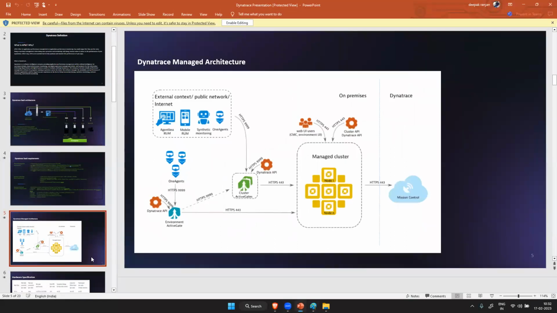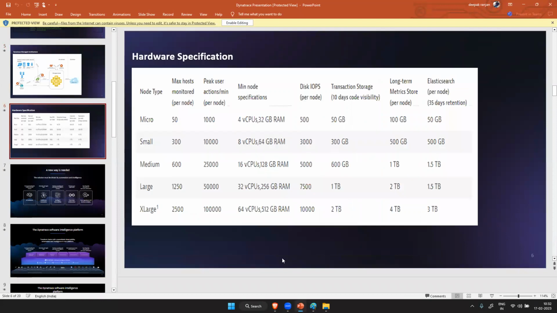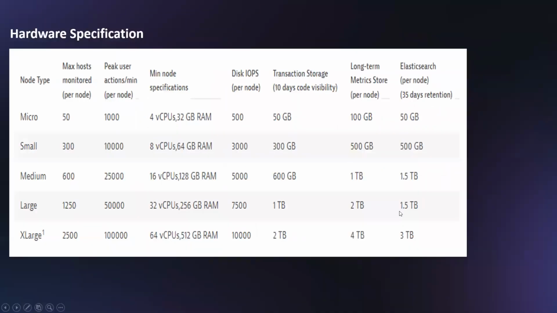Okay, now you see this. This is the Dynatrace hardware specification. We have different node types: micro, small, medium, large, and extra large, based on the OS. Suppose you have a requirement to enable Dynatrace and you have a maximum of 50 agents, or 40, or 100. Based on that, you can suggest your infrastructure.